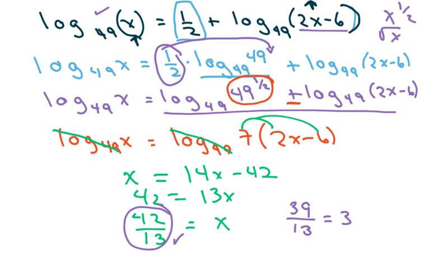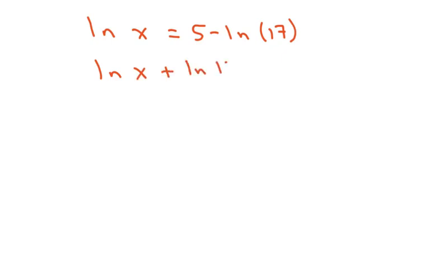Okay, and the next one we're going to do is natural log of x equals 5 minus ln of 17. Now this one I'm going to go ahead and move around. So I'm going to add the ln of 17 to the other side. I'm going to use my product property and make one ln, so that's going to be ln of 17x equals 5.